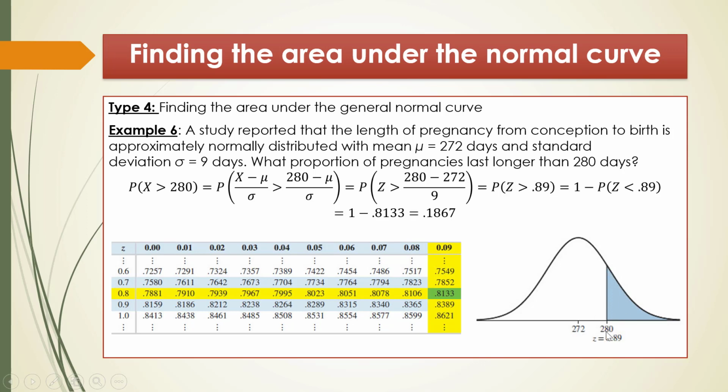On the picture you can see it here. 280 is the x value with a z-score of 0.89. So basically, the area to the right of an x value is the area to the right of the corresponding z-score.